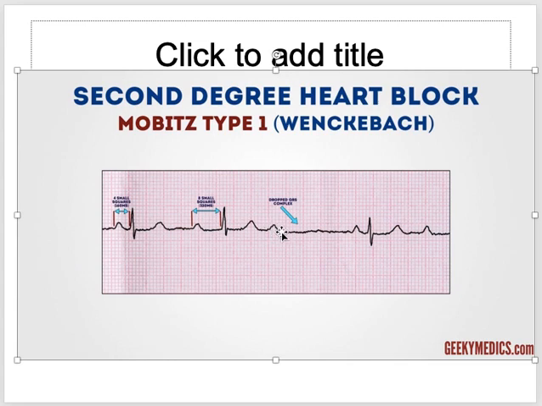Then one more P wave is here, but there is no QRS complex. There is a dropped beat. The ventricles did not contract. And then again P wave, 4 small squares, QRS complex, T wave, then again P wave, 8 small boxes, QRS complex and then a dropped beat. So the first PR interval in the cycle is normal, then there is prolongation, and then there is a dropped beat, and then the cycle begins again. Normal PR interval, increased, dropped beat. This is type 1.